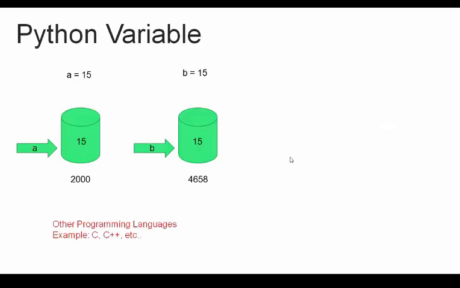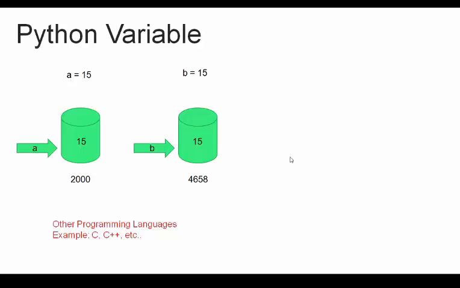In many programming languages like C, C++ and Java, as we discussed, the scenario is different. If we talk about Python, there is one important thing that we need to understand: how the memory will be allocated during execution. So let's discuss the scenario of other programming languages first.